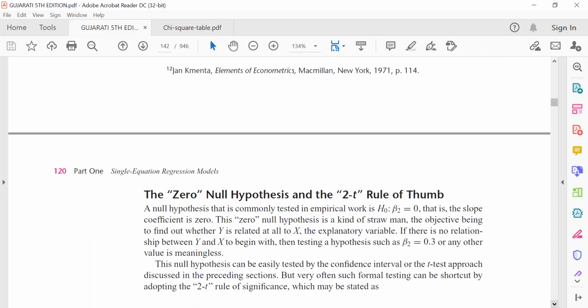Okay, we have a rule of thumb here. If you get a t value, for example 2.4, in large samples, that means you can say that the null hypothesis is rejected, because the largest critical t value is 1.96.